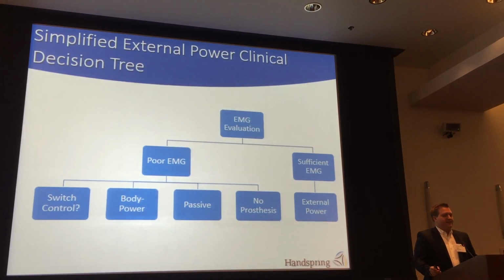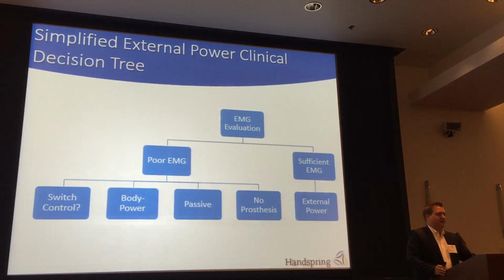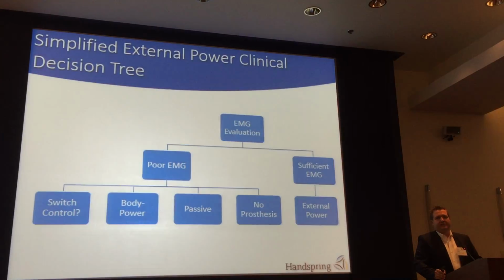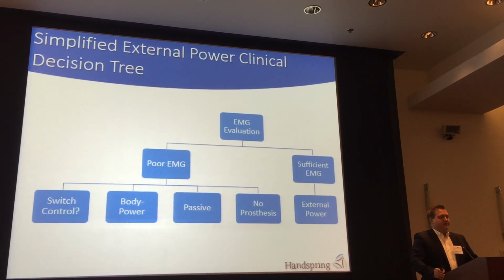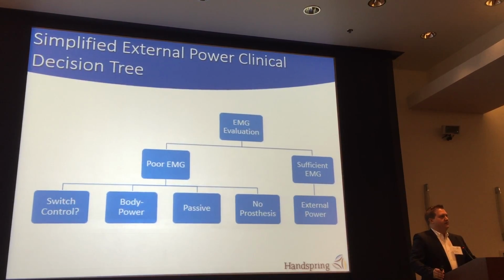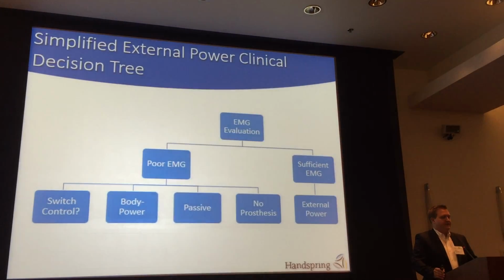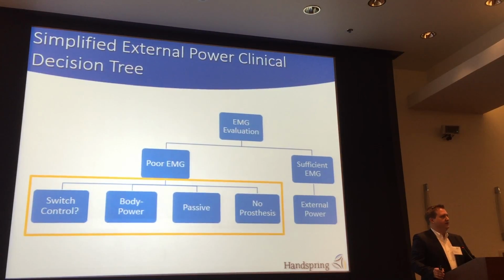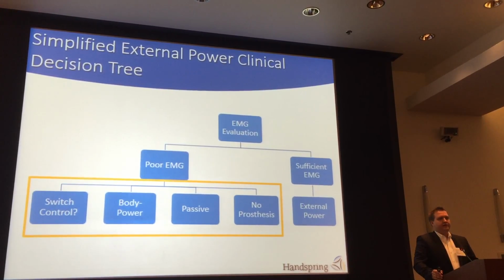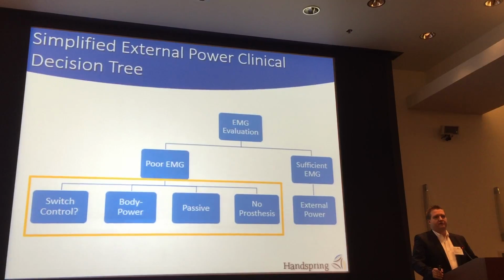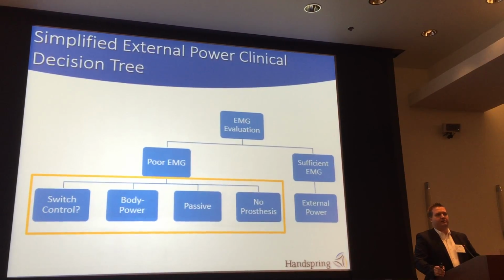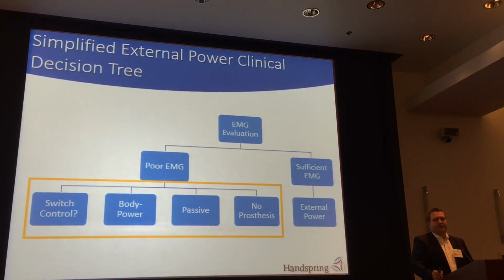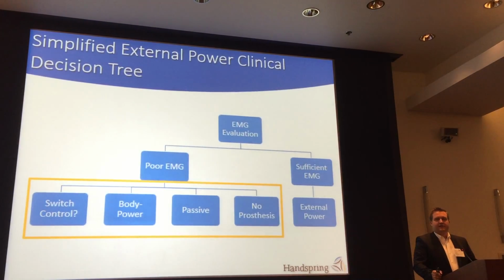So this is a very simplified clinical decision tree regarding how you would decide what type of prosthesis to provide to a patient. At some point during the evaluation process, you would do an EMG test on the patient. If that patient had no EMG signals, you would ultimately decide to either go to a switched style control for an external powered prosthesis, if you knew that you absolutely wanted to provide an external powered prosthesis, or you'd look at a body powered prosthesis, a passive prosthesis, or no prosthesis at all.